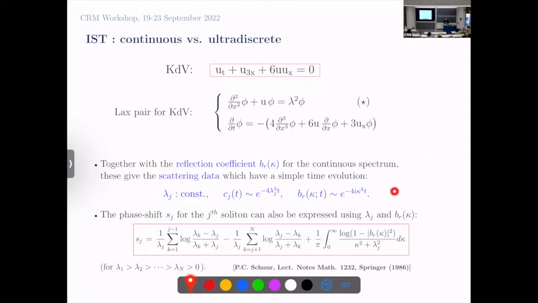Given these data, and I'm not going to explain how that is done for the continuous case, for an initial condition that you start from, you can actually reconstruct the general solution to the Cauchy problem under the conditions that I described in the beginning. And there's also a very nice formula, which is not very well known, I think, for the solitonic interactions, simply characterized in terms of the discrete spectrum and the reflection coefficient. I think this formula is very interesting, but it's not well known enough.